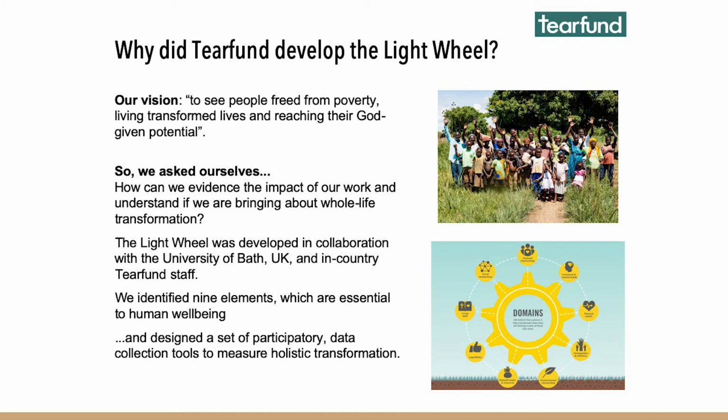And that became the framework which we now call the Light Wheel, which stands for Learning and Impact Guide to Holistic Transformation. So the Light Wheel is first and foremost a framework which helps us articulate what we believe holistic transformation or holistic well-being looks like. And then we've designed a set of participatory data collection tools which help us to measure impact and change in relation to those 9 spokes.